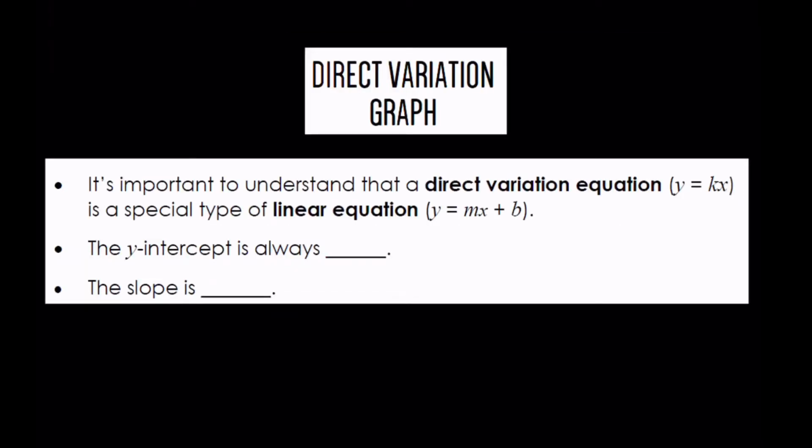So the last way you might see direct variation is on a graph. So it's important to understand that a direct variation equation, the y equals kx that we did last night and today, is a special type of linear equation. Look at the linear equation, y equals mx plus b. Almost looks the same, right? But when something varies directly, the y-intercept is always 0. It always goes through the origin. And the slope is your k. So when you have a linear equation or linear function, your slope is always whatever your constant of variation is, and your y-intercept is always 0.